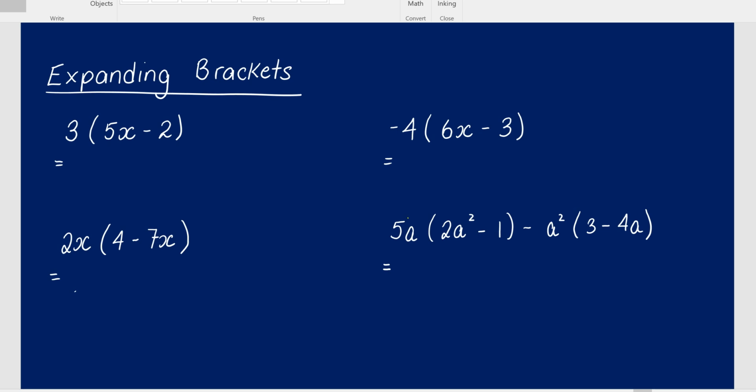Okay, so we just want to quickly remind you about your expanding brackets. So you can do a little bit of a task at the end of this, hand it up to me, and then we can tick off that you've got expanding brackets under control.